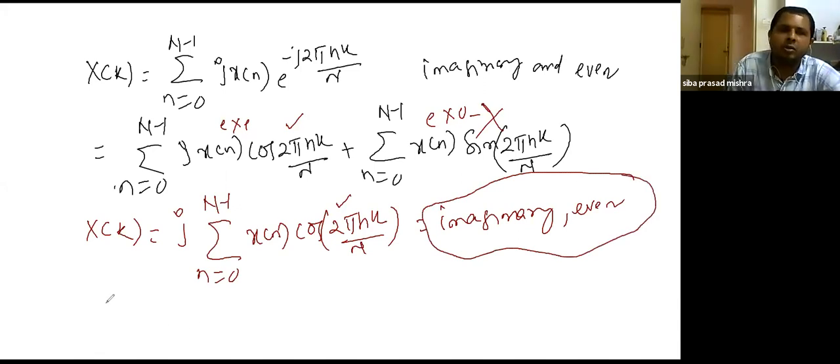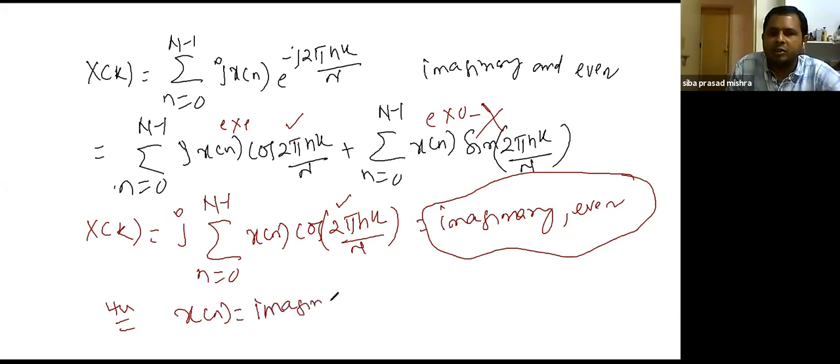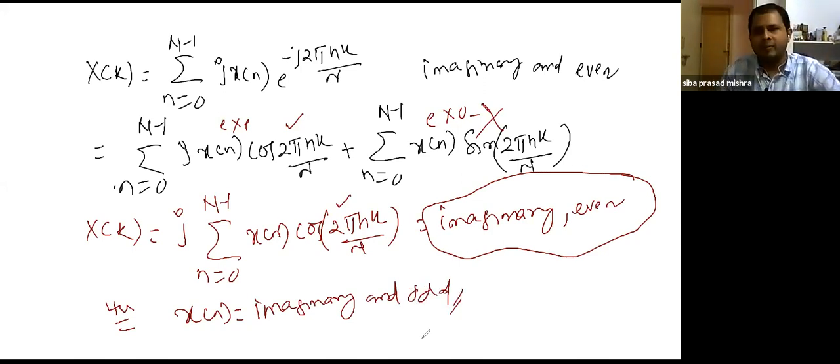Last part you do by yourself, homework. The last part is x of n is imaginary and odd. Just to verify what is coming. Okay, clear all of you? Yes or not?